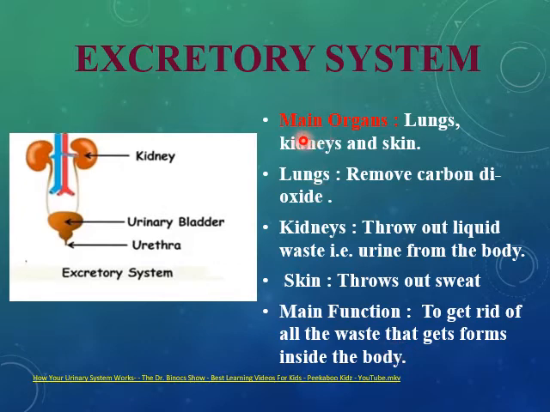Main organs of the excretory system are lungs, kidneys and skin. Lungs remove the carbon dioxide. Kidneys throw out liquid waste, that is urine, from the body, and skin throws out the sweat from our body. And the main function is to get rid of all the waste material that gets formed inside the body.